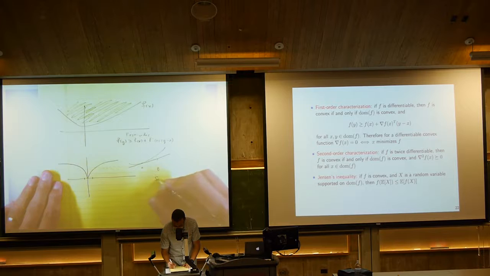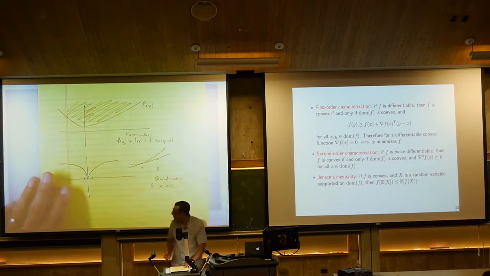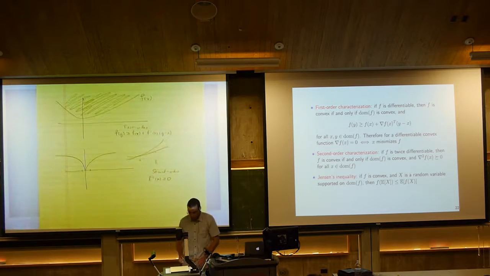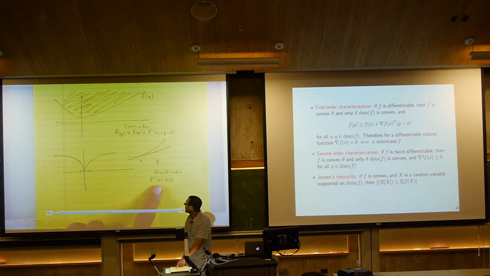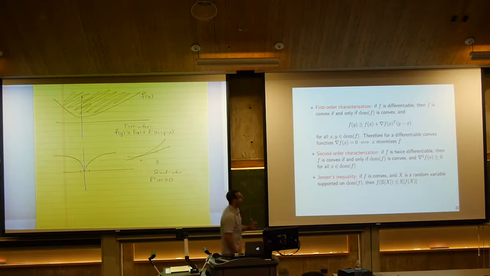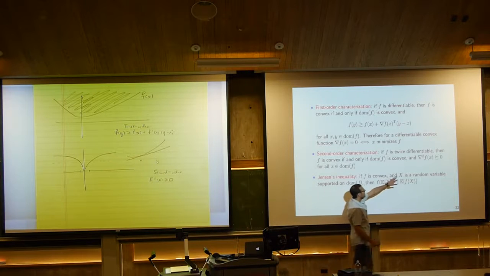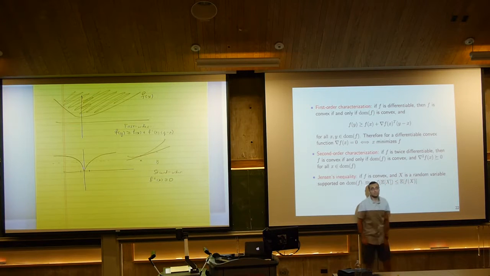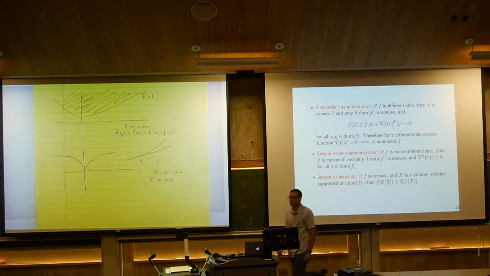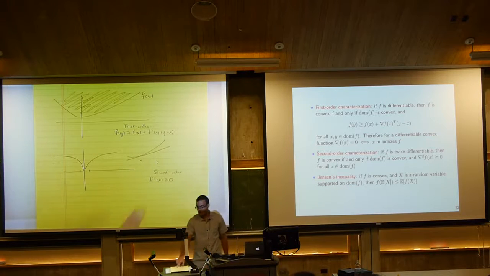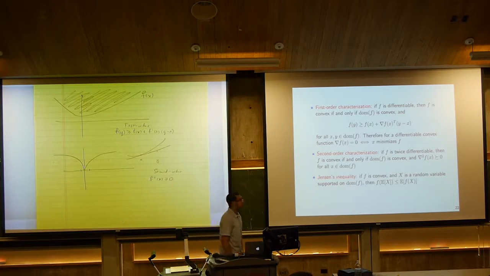The second order condition in one dimension is just that f double prime of x must be bigger than or equal to 0. From 1D calculus, you remember this means that the function is curved upwards. In multiple dimensions, the analogous statement is that the Hessian matrix is positive semi-definite at all x, rather than the second derivative being non-negative at all x. It's really the same idea.